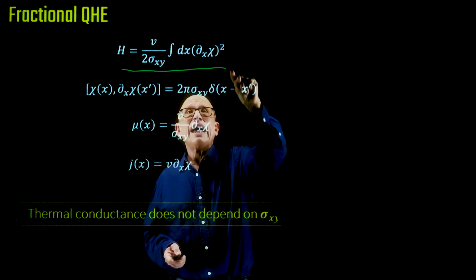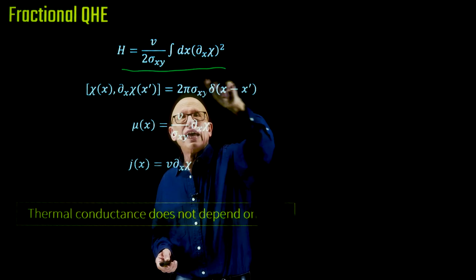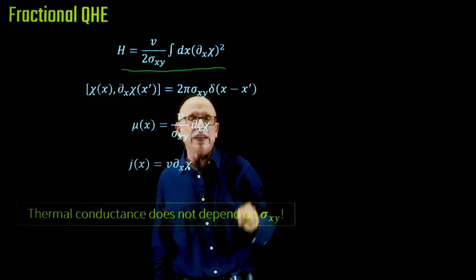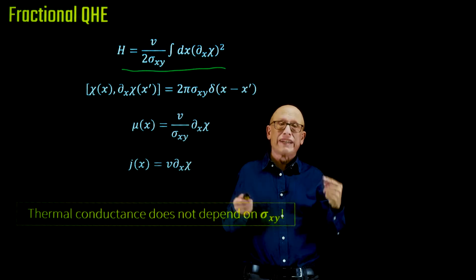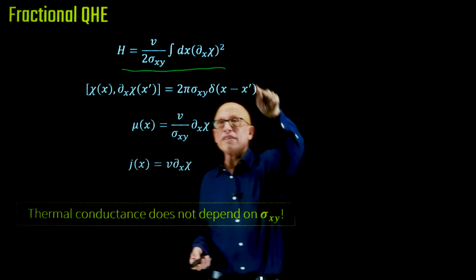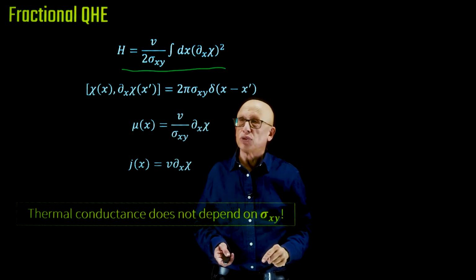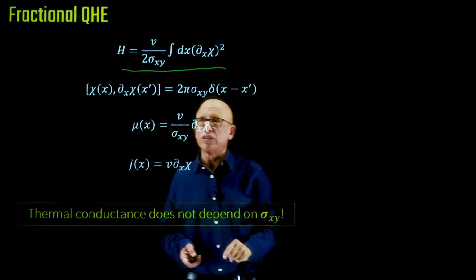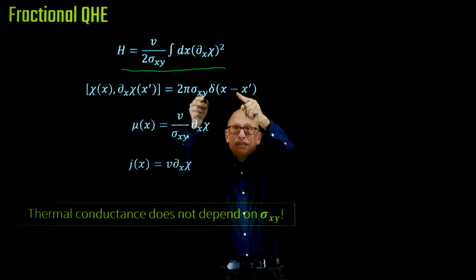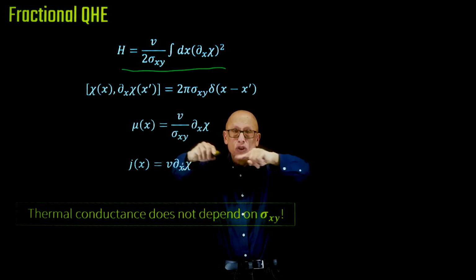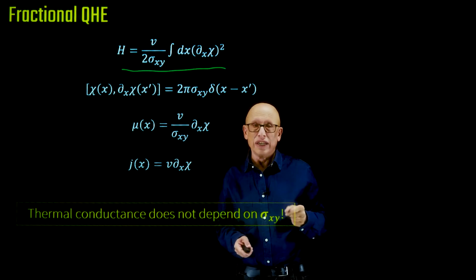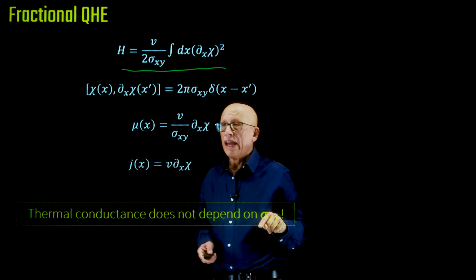So it's a single edge, and the Hamiltonian has an integral over the density squared. It's all given in terms of a bosonic field chi, and the derivative of chi with respect to position is the density. So this is just the integral of the density squared multiplied by some non-universal factor, v velocity divided by 2 sigma xy. And that's the Hamiltonian. And now the commutation relations of the canonical variables in the Hamiltonian are what makes this a special physical system.